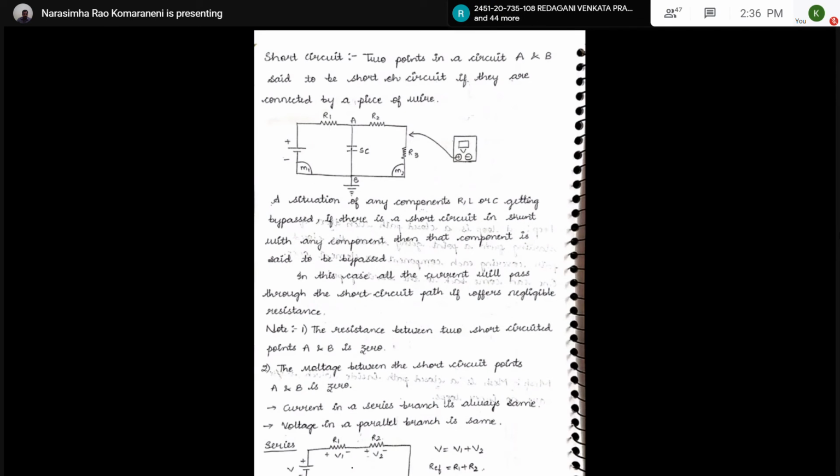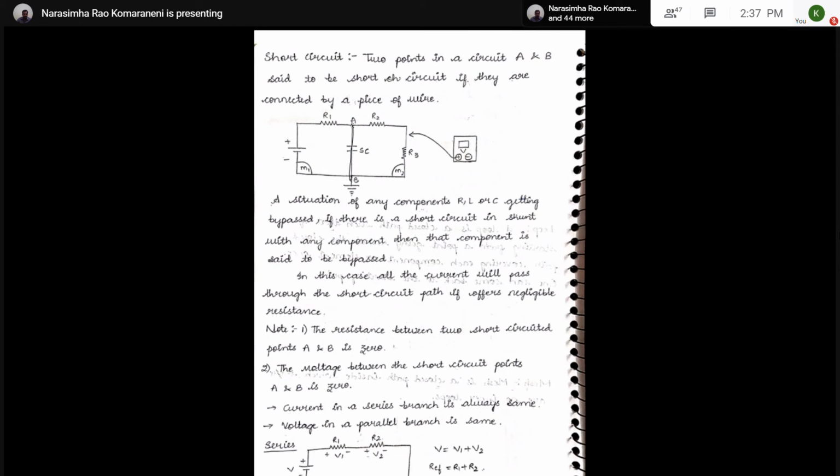The next, coming to the short circuit. What is a short circuit? You see here in the given circuit diagram, these points A and B are said to be short circuited if they are connected by a piece of wire. If we connect like this with some piece of wire, these points A and B are called short circuited.